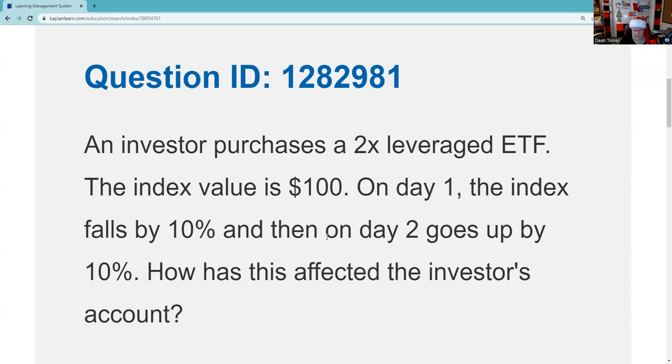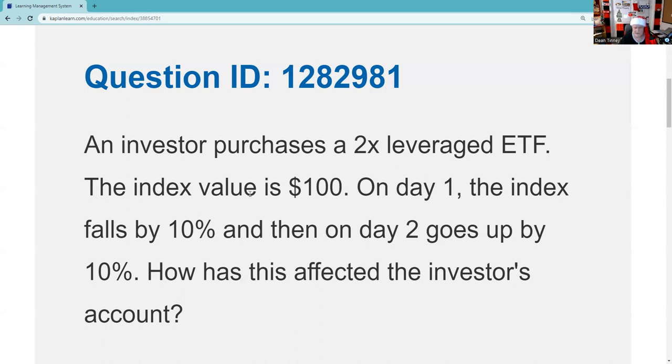This is QID 128-2981. An investor purchases a 2X leveraged ETF. So what we're trying to do here is get twice whatever the return on the referenced index is. I'm purchasing it here, but remember, I can sell short if I'd like. Here, if it goes up, I'm getting twice that return. Now, the same supercharged speed I make money with is the same supercharged speed I lose money with.